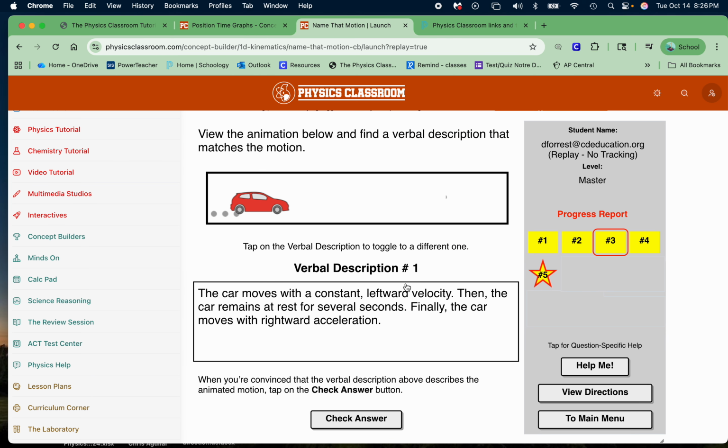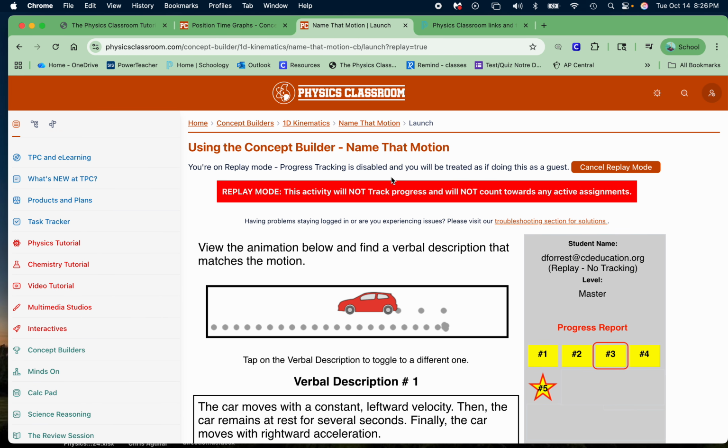So again, these motions for the master level are a little more complicated. You've got 2 or 3 things going on. And again, you've got 6 choices normally, but this only has 5 choices. Okay, so that's the Motion Concept Builder.